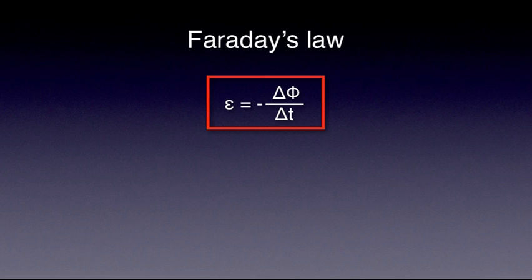In other words, if during a time interval delta t, the magnetic flux is changing by an amount delta phi, the magnitude of the induced EMF is given by the ratio delta phi over delta t. For those of you familiar with calculus, here is Faraday's law written using the time derivative. EMF equals minus d phi dt.